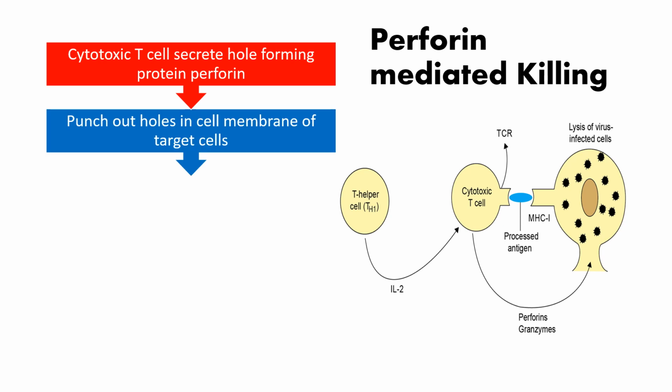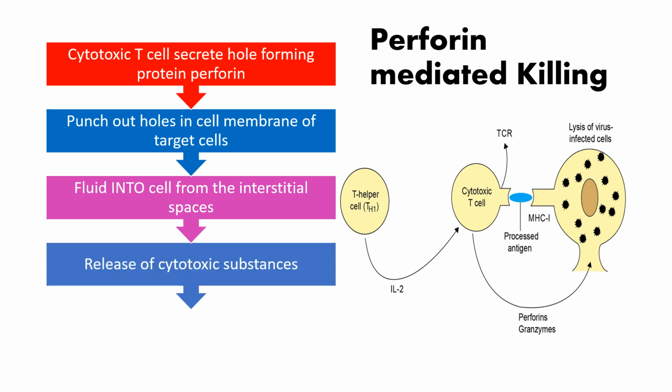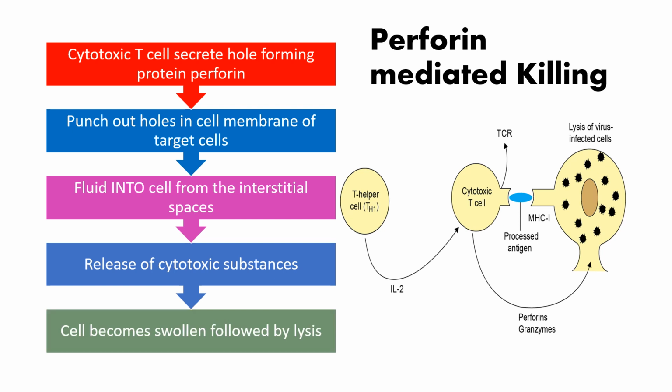The perforin mediated killing by the cytotoxic cell starts with the cytotoxic cell secreting the hole forming protein known by the name of perforin. These punched out holes in the cell membrane of the target cell cause the movement of fluid into the cell from the interstitial spaces, and also the release of cytotoxic substances and granzymes which are present in the cytotoxic T cell causes the cell to swell and causes the lysis in the infected cell, and this leads to cell lysis or cell death.